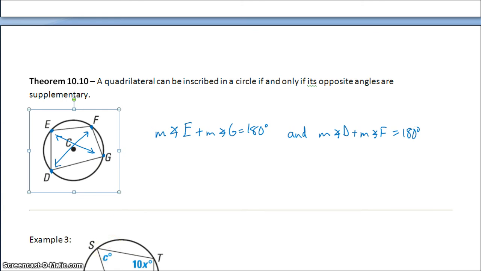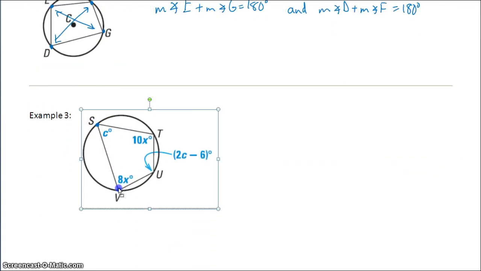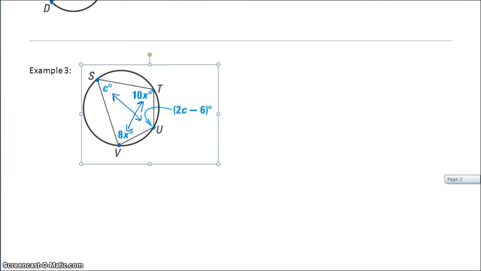Let's use that to do example number 3. We have a quadrilateral, and in order for this quadrilateral to be inscribed inside the circle, the opposite angles have to be supplementary. So we can set up two equations. 10x plus 8x has to equal 180 degrees. They're opposite, they have to be supplementary. And c plus 2c minus 6 has to also be supplementary. Opposite angles have to be supplementary.